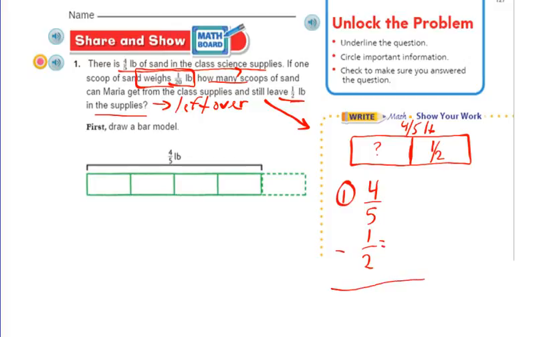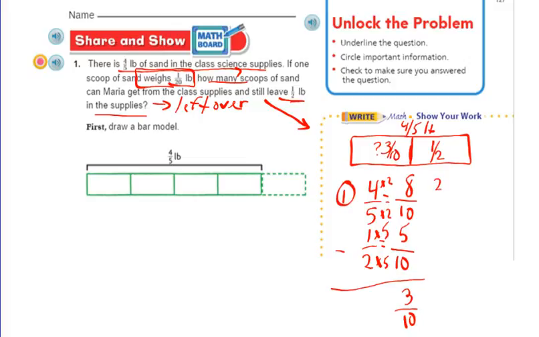I need a common denominator, which is 5 times 2, which is 10. 5 times 2, 4 times 2 is an 8. 2 times 5, 1 times 5 is a 5, and I go ahead and do the subtraction. 8 minus 5 is 3. So I know right now that the amount of sand used was 3/10 pound.